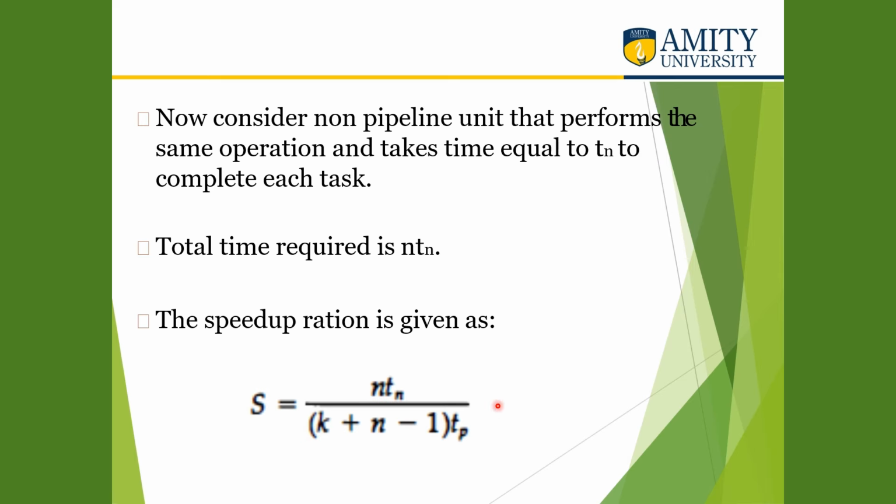How do we get this? We basically find the ratio of a non-pipeline system to a pipeline system. Calling that S, we get n tn, the total time, divided by k plus n minus 1 tp, the total time of a pipeline system.